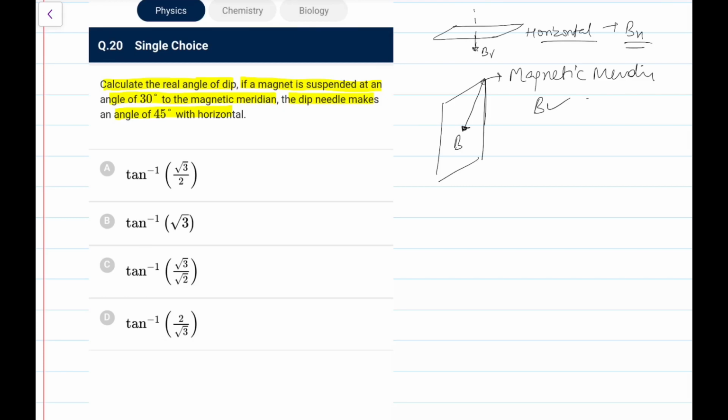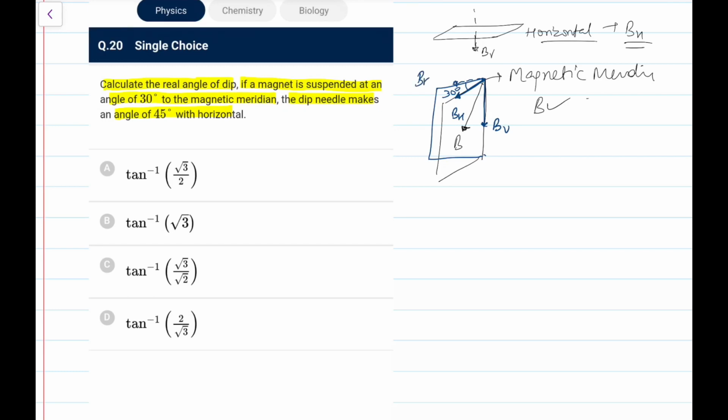But now what you have done, instead of the magnetic meridian, you have taken a vertical plane at an angle of 30 degree to it. Let's say like this. You have taken a plane like this. So what happens now, this is, let's say, the B vertical, and this is the actual B horizontal. Now in the plane I have drawn backwards, at this angle which is given as 30 degree, I can say the horizontal component will be reduced.